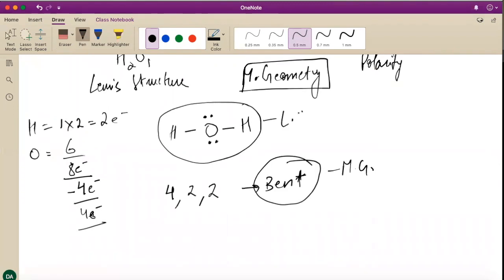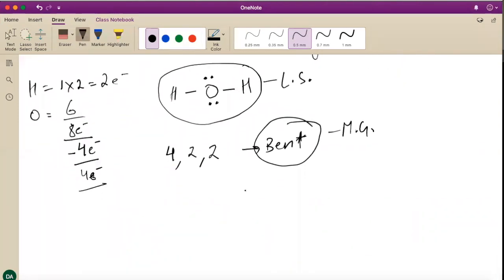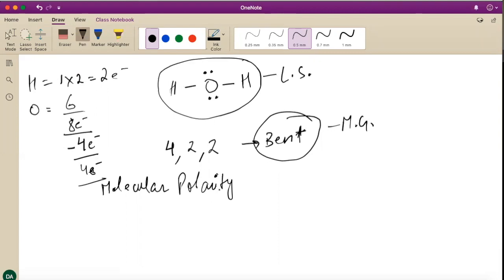This was the Lewis structure. What's the third thing, guys? Polarity. So guys, tell me for polarity, what do you need to look at? When we say polarity, we're talking about the molecule's polarity, okay? Molecular polarity. So for this, guys, what do you do?